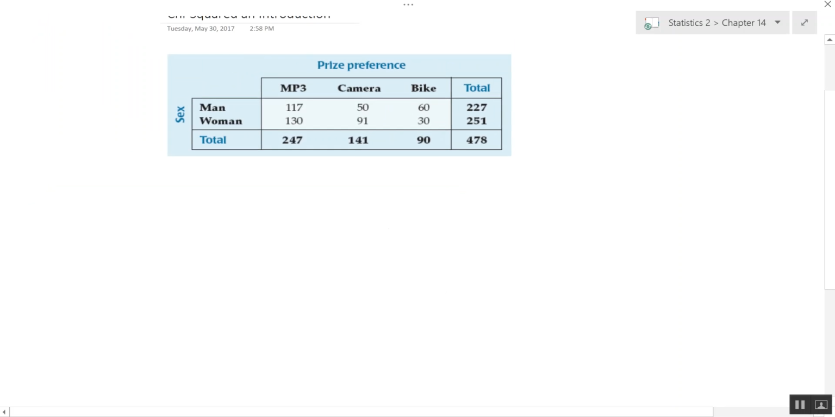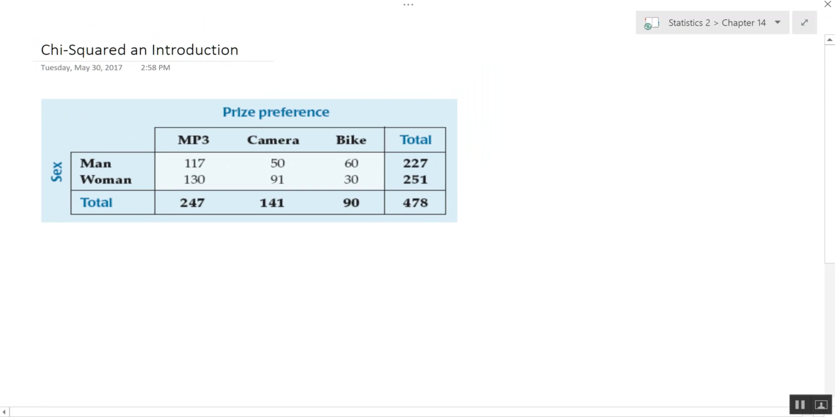Sorry, I just accidentally zoomed in. I'm going to talk to you a little bit about the three types of probability.